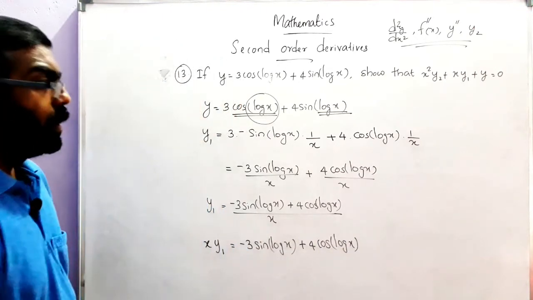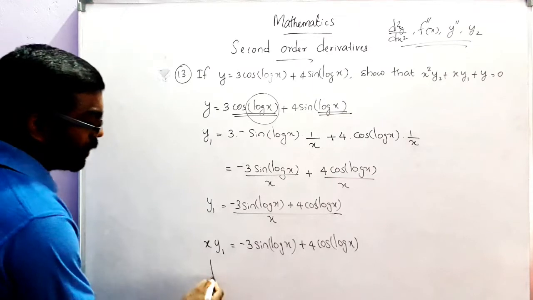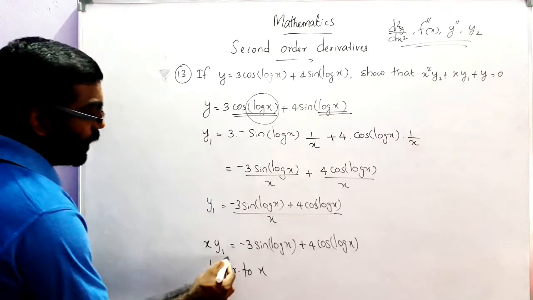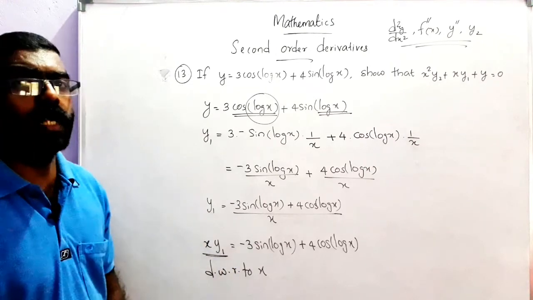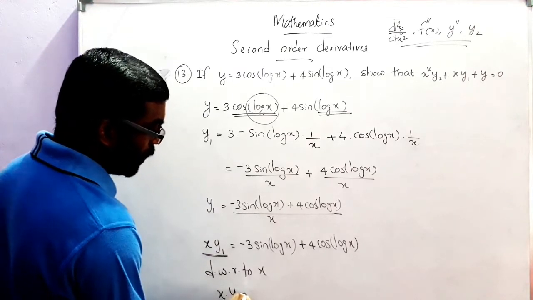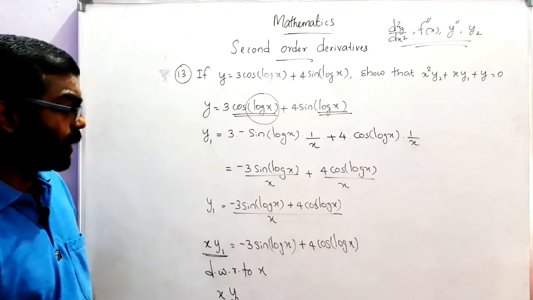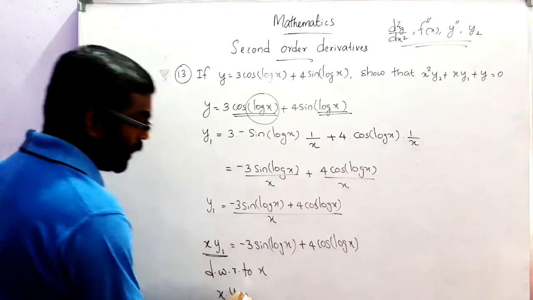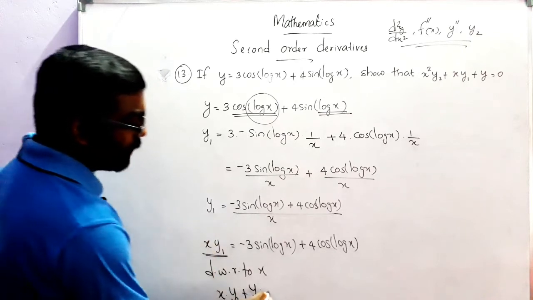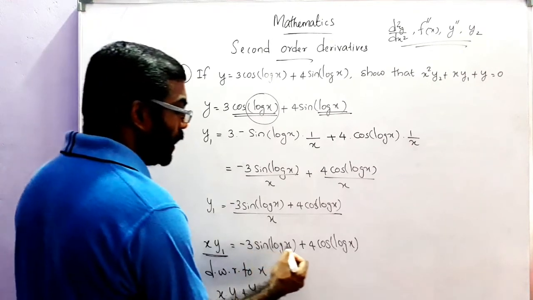Again we can differentiate this expression with respect to x. So differentiating with respect to x, on the LHS part, it is x y1, that means x into y1. So x into the derivative of y1, which is y2, the derivative of y1 with respect to x, that is d square y by dx square, or we can write y2. Then plus the second function y1 into the derivative of x. The derivative of x is 1.